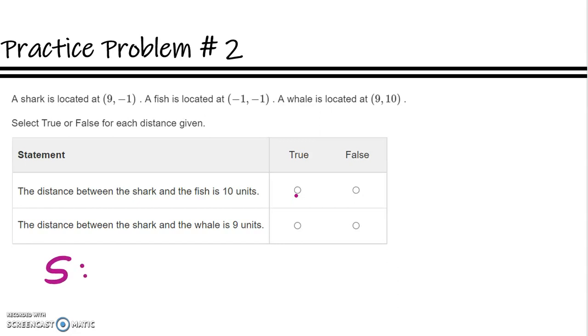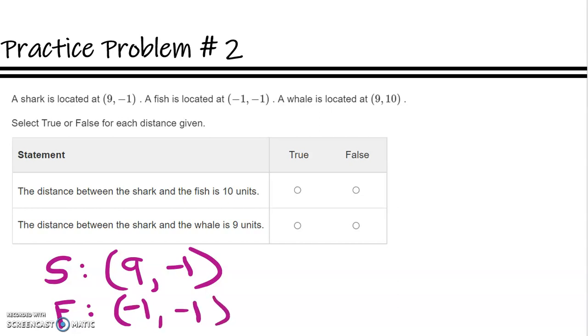Shark is (9, negative 1). Fish, (negative 1, negative 1). Okay, what's the same? The y's are the same. So different x values, and they're also in different quadrants. So I'm adding their absolute values, which is going to be 9 plus 1, because the absolute value of negative 1 is 1. That is true. They are 10 units away from each other, okay?